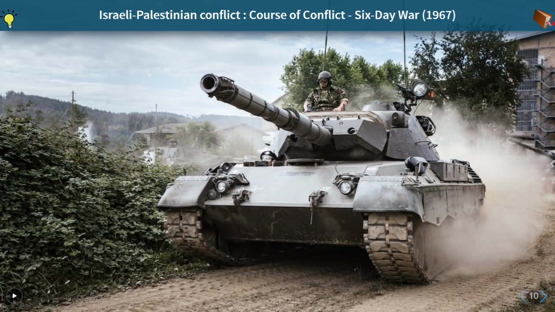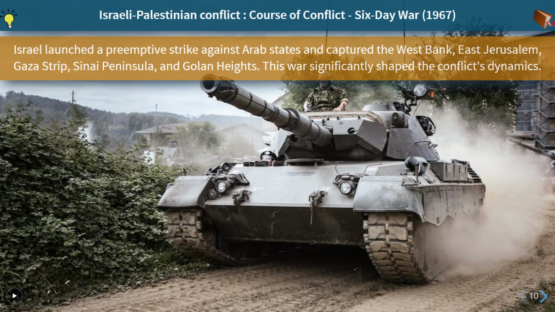Six-Day War, 1967. Israel launched a preemptive strike against Arab states and captured the West Bank, East Jerusalem, Gaza Strip, Sinai Peninsula, and Golan Heights. This war significantly shaped the conflict's dynamics.